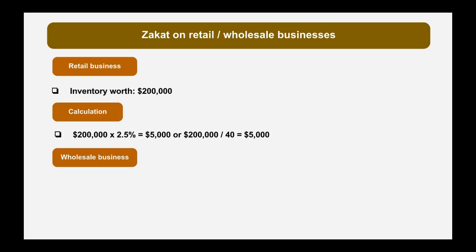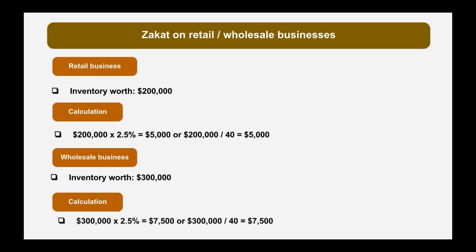Let's take an example. We have a wholesale inventory that's worth $300,000. The way to calculate the zakat is as follows. We take the $300,000 multiplied by 2.5%, which will give us $7,500. Or we take the $300,000, we divide it by 40, and it will give us $7,500, and that's the amount that this person has to pay as zakat.